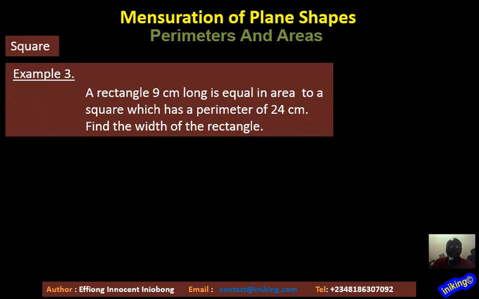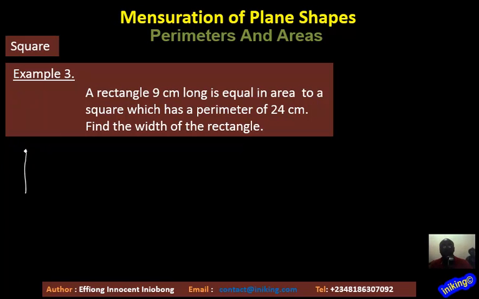Let's take our last example. A rectangle 9 centimeters long is equal in area to a square which has a perimeter of 24 centimeters. Find the width of the rectangle. This might sound a little bit tricky, but let's look at this.